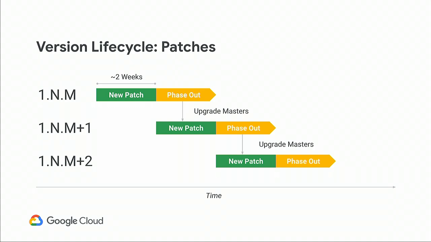Patches work very similarly, except that the phase is much shorter. Typically for a patch, we're talking on the order of weeks rather than quarters. We release a new patch, and then we migrate people over. It happens in rapid succession because patches are bug fixes and less invasive. That's about it for the version lifecycle. Now I'm going to pass it over to Kobi to talk about how you can manage your risk. Thanks.